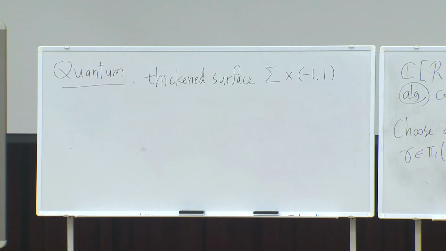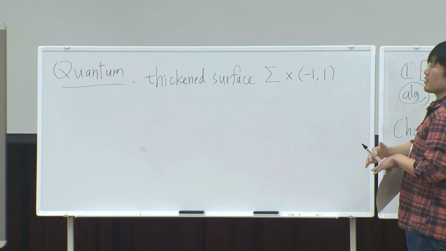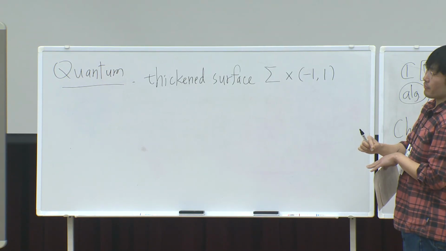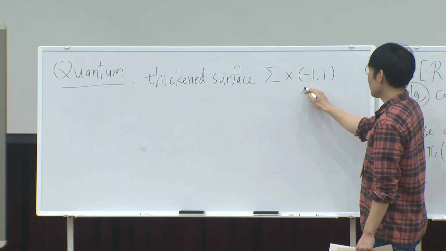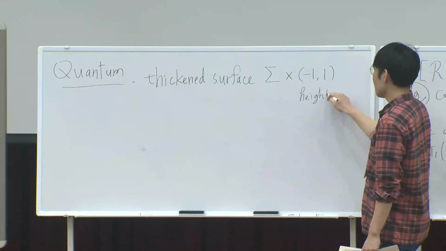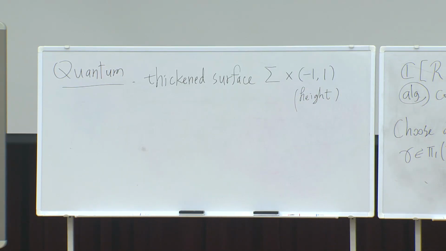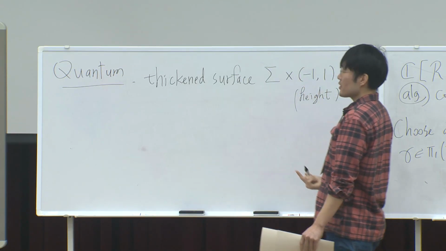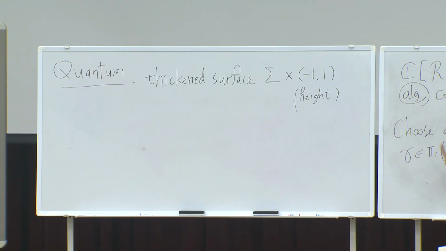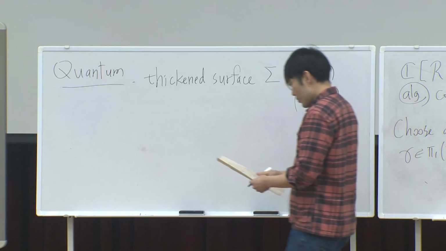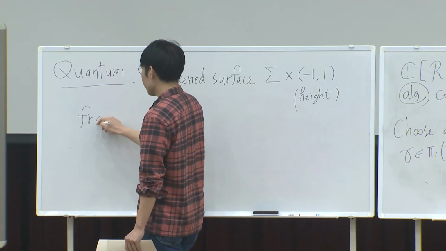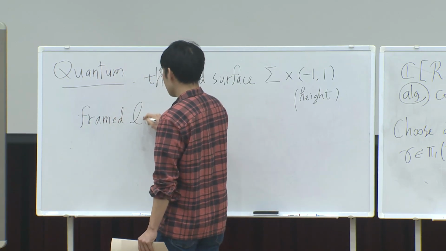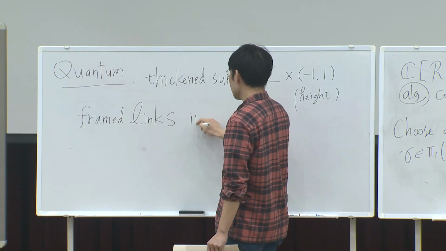So now you can think of it like living in the atmosphere of Earth. Now you have an elevation, you have a height, or thickness, if you like. And then we'll be considering things living in that thickened surface. What we will consider is that instead of loops living in the surface, we will talk about loops living in this thickened surface, or more precisely, framed links living in this thickened surface.